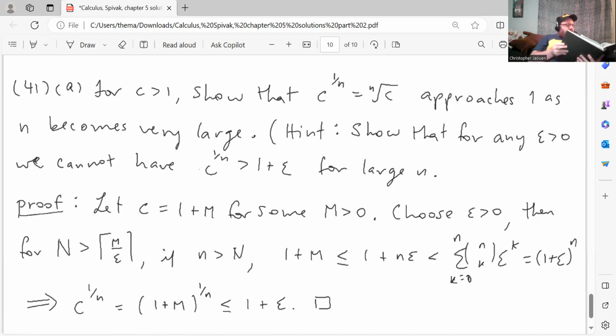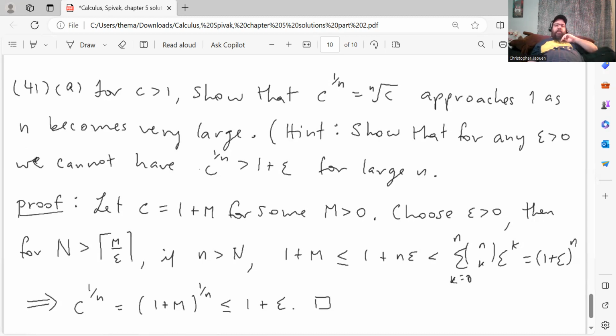Part B said, oh yeah, it looks like I forgot to do part B, which says more generally, if C is greater than 0, the nth root of C approaches 1. I think it's probably very similar to the answer to part A. I'm not going to do it because I think this one gives you the idea behind it. So here's 41 part A.